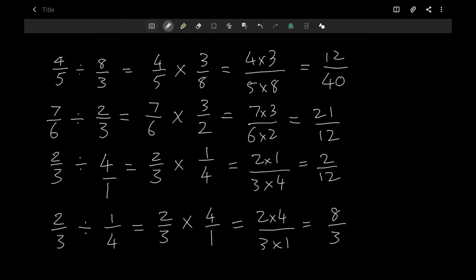So guys, remember that mathematics is all about repetition. The more you repeat this and the more you practice, the more these steps and rules will become second nature to you.